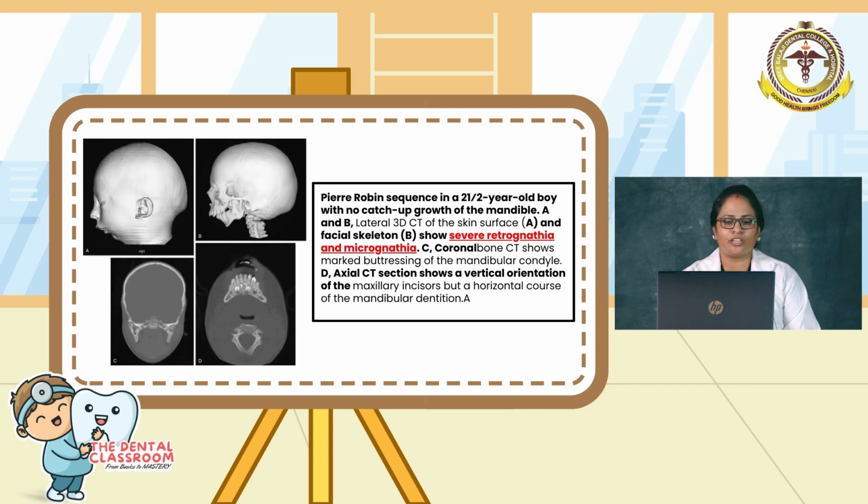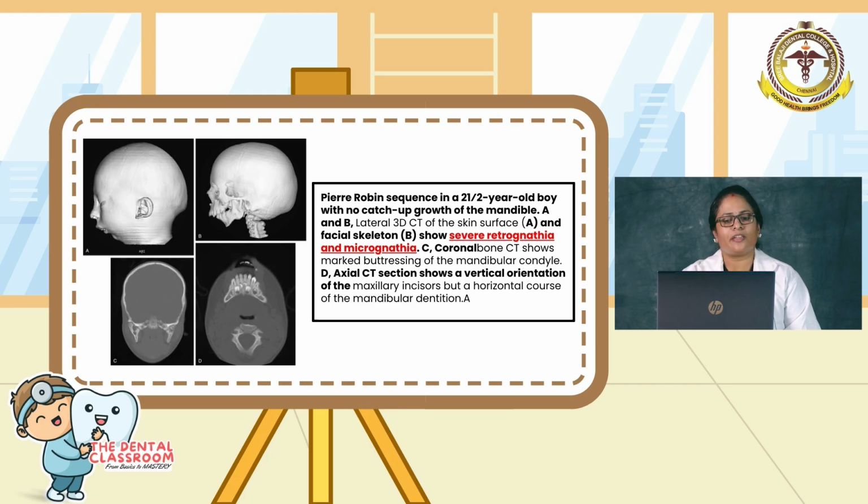This is the final image, a clinical image and 3D CT scan of a 21-year-old boy with Pierre Robin sequence. You can see the classical features like severe retrognathia, micrognathia, and in image C, the coronal section, you notice the buttressing around the mandibular condyle, suggesting the body's compensatory remodeling efforts. In image D, the axial view highlights that while the maxillary incisors are vertically oriented as expected, the mandibular teeth follow an almost horizontal closure, showing how the jaw growth discrepancy impacts the dental alignment also.